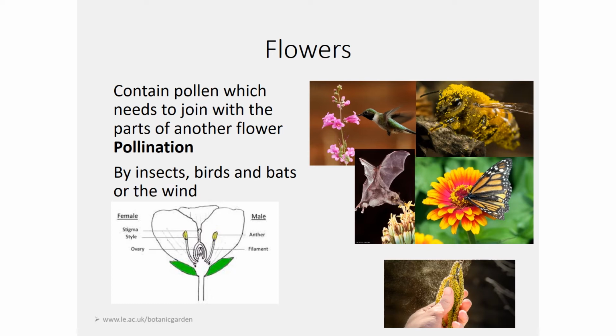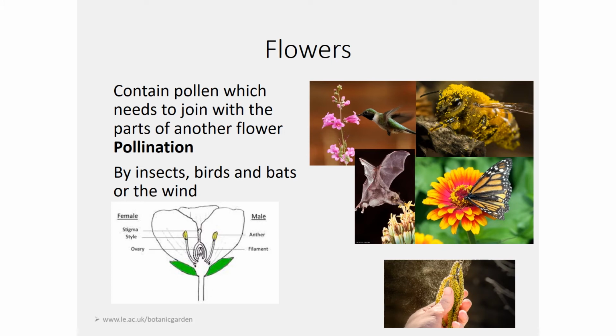Flowers contain pollen, and this needs to get to another flower so a seed can form. The diagram of the inside of a flower shows yellow pollen on the male anthers. This needs to get to the female stigma of another flower. The pollen will then grow down the style and join with the ovary, which is what makes a seed. Plants have a problem as they can't walk about to get pollen from other flowers, so they need to use something that can move to take the pollen for them.